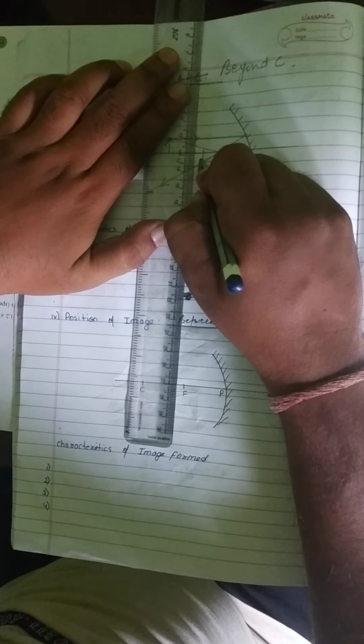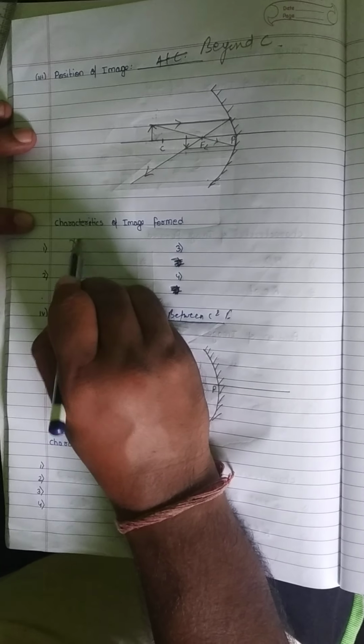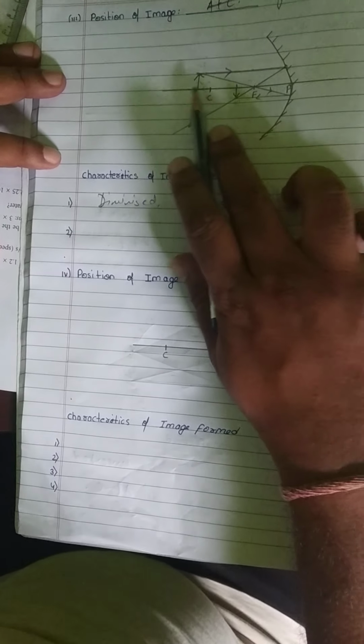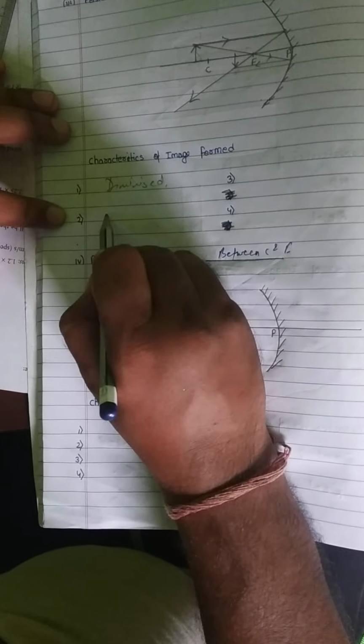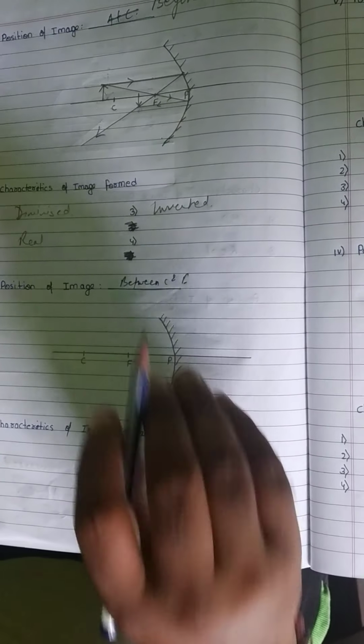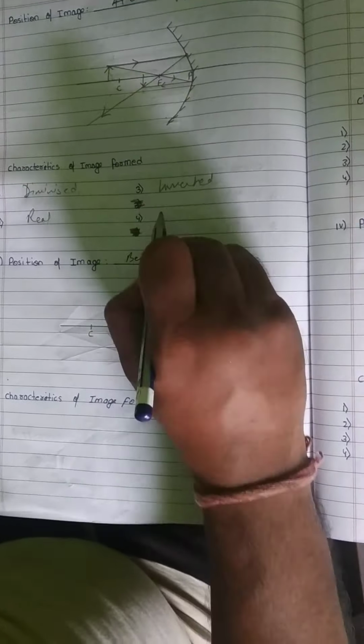So if the image is formed over here, the characteristics would be, obviously you can see it is diminished. Means the size of the object is smaller, image is smaller than that of the object. Second, it is real, it is inverted. Okay, once it is real inverted, the last one is it is between C and F. These are the characteristics of the image formed.